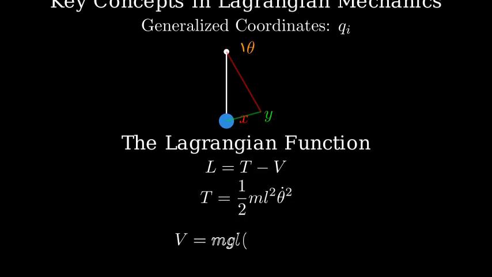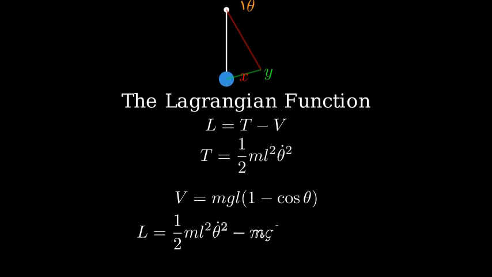For example, in our pendulum system, the kinetic energy is 1/2 mL squared theta dot squared, where m is the mass, L is the length, and theta dot is the angular velocity. The potential energy is mgL times (1 minus cosine theta), where g is the gravitational acceleration. Therefore, the Lagrangian for the pendulum is 1/2 mL squared theta dot squared minus mgL times (1 minus cosine theta).